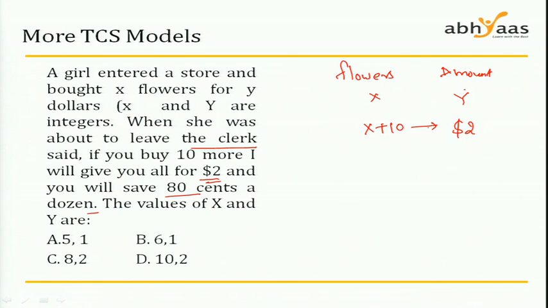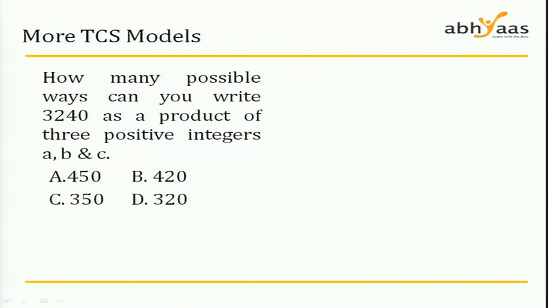All you need to do is go ahead, take each one of your options, substitute in these cases, and see for which one that 80 cents are saved. For which of the cases 80 cents per dozen are saved. Go ahead and try it out. I think the answer for this is option A, 5, 1. Let's move on to the next one now.